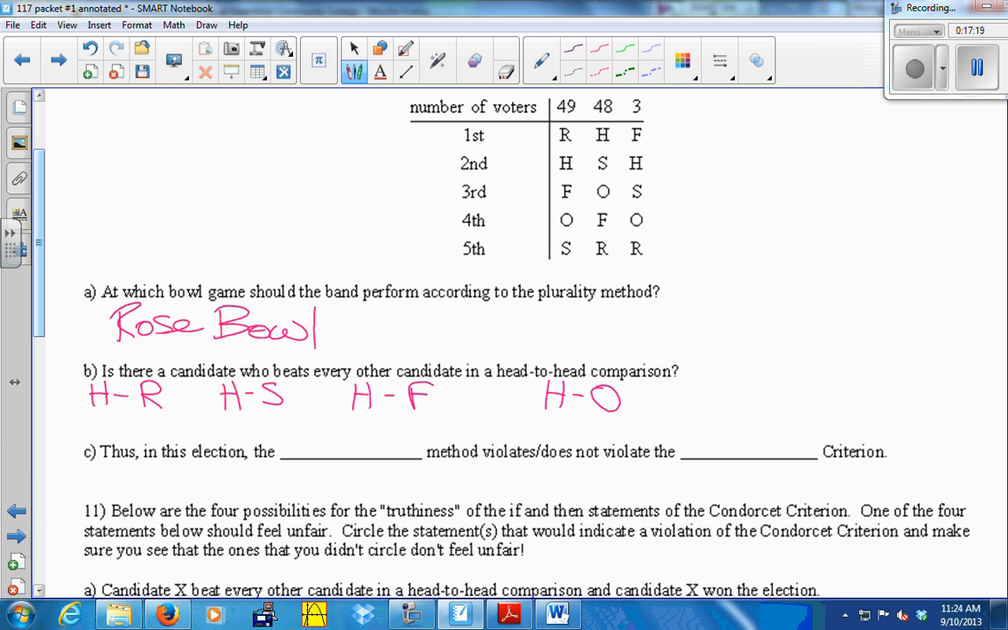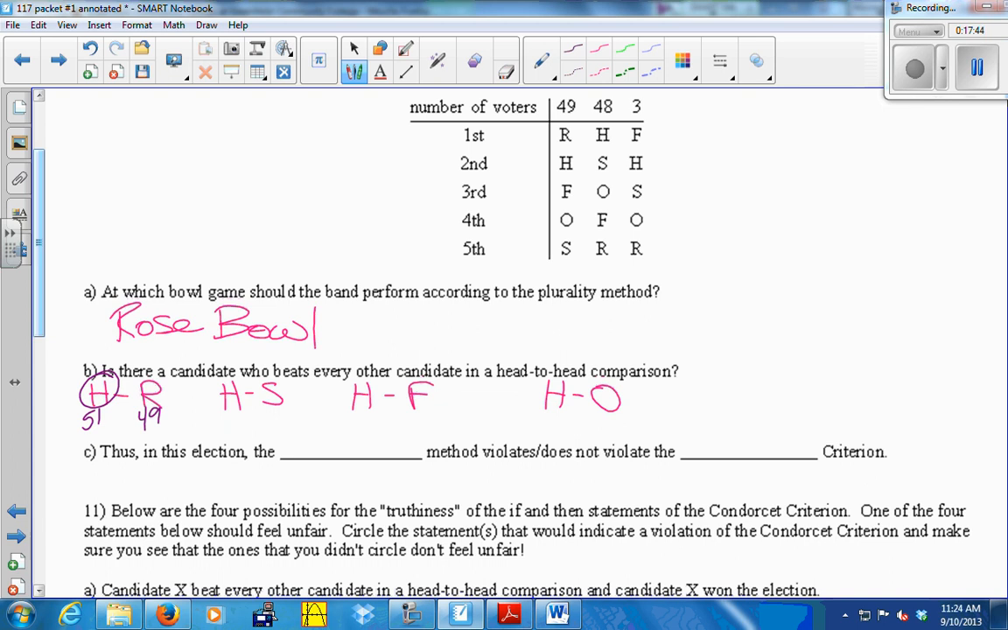These 49 people, if they have to choose, who would they choose, Hula or Rose? Rose. Okay, so 49 for Rose Bowl. Now everybody else, since Rose Bowl is in last place for everybody else, would choose Hula, right? So it's 49 to 51, Hula versus Rose. 51 for Hula, 49 for Rose Bowl. Right? So Hula wins that matchup.